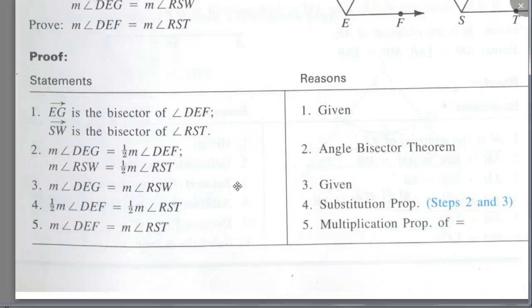Okay, so it's okay to have half of something, as long as we're talking about that whole angle, right? And so when you multiply both sides by 2, you get the statement that we wanted, which is the measurement of angle DEF is equal to the measurement of angle RST.